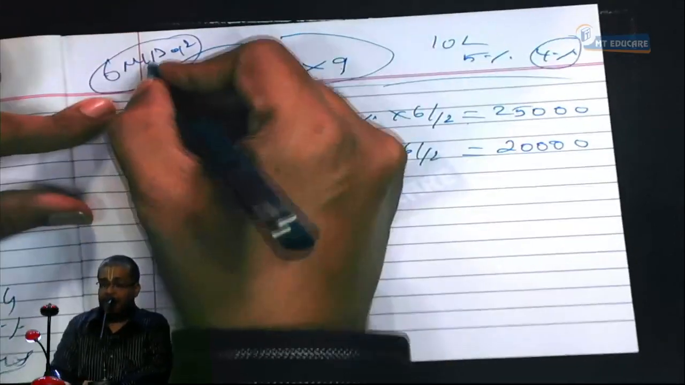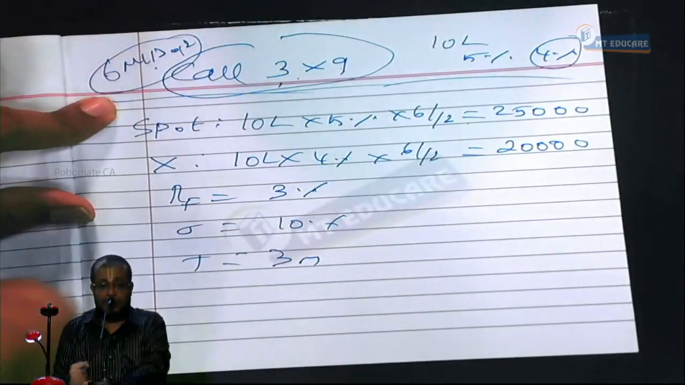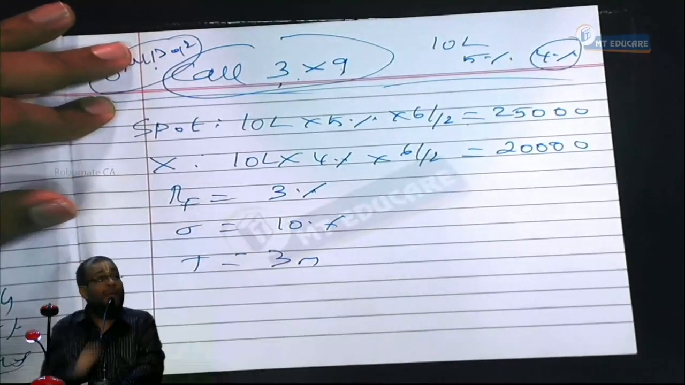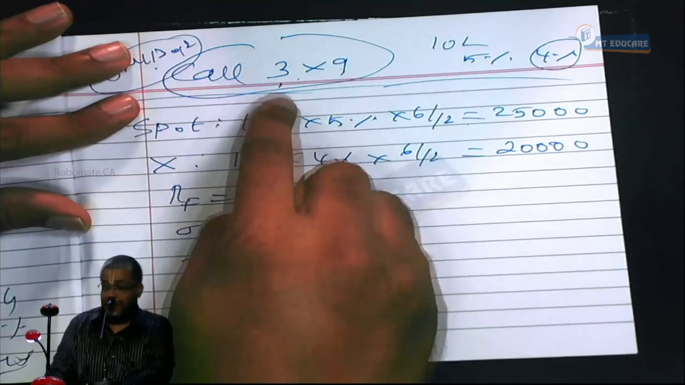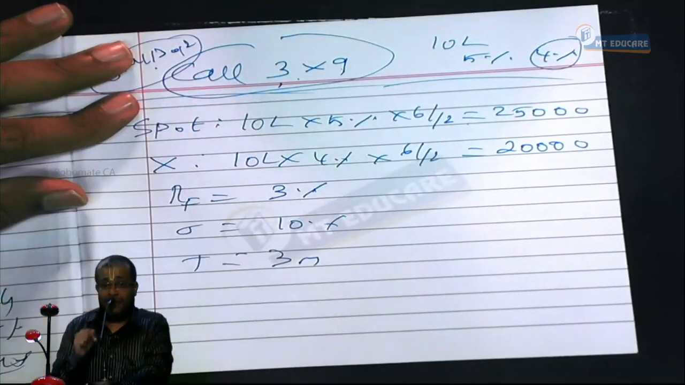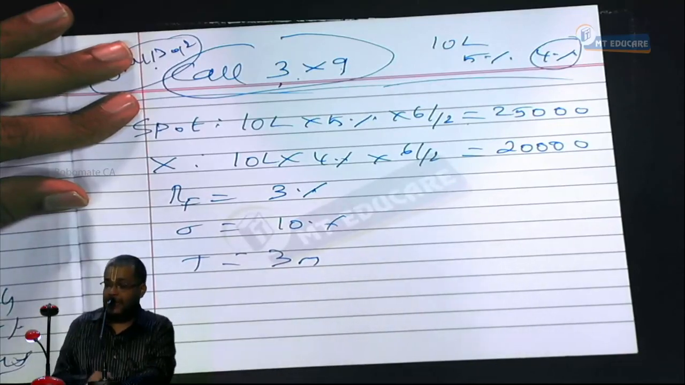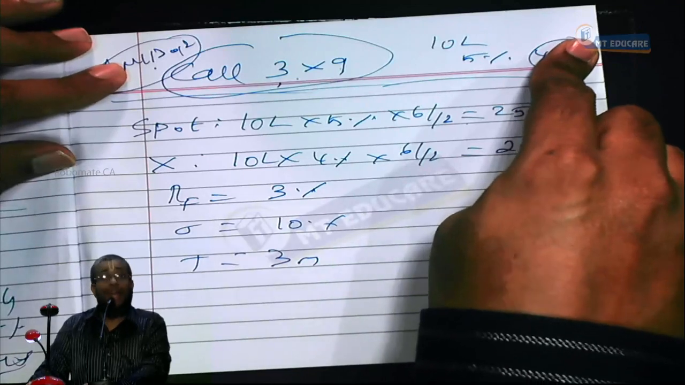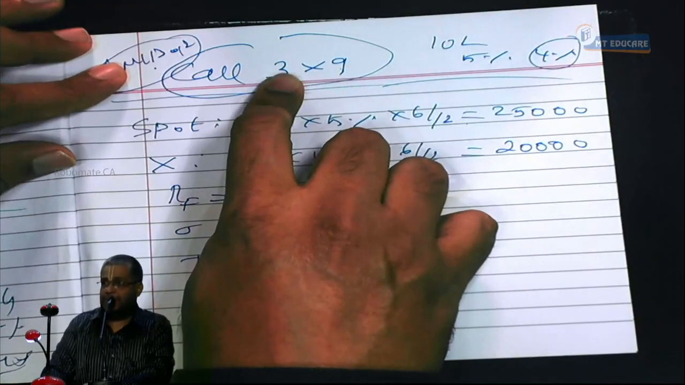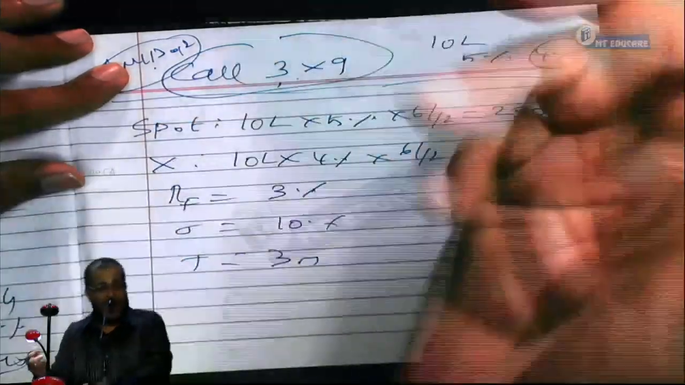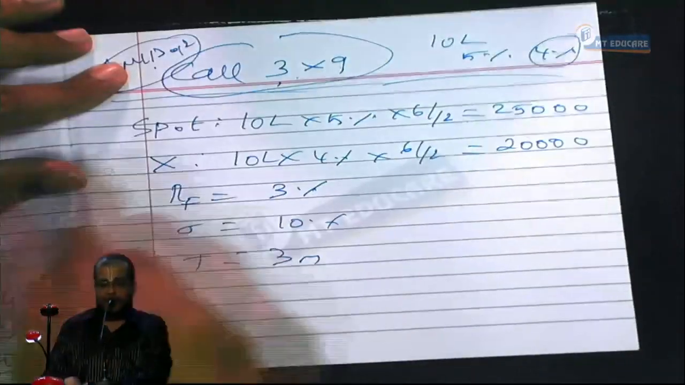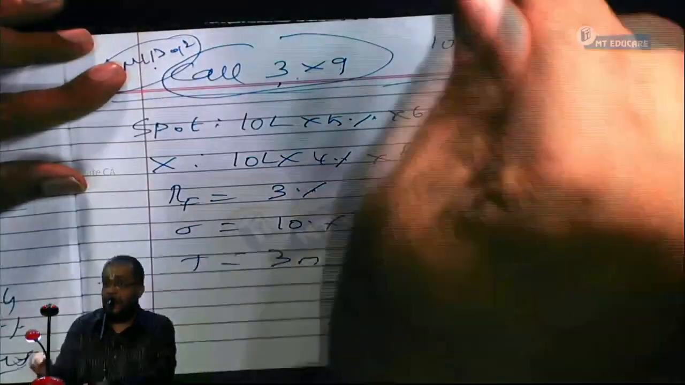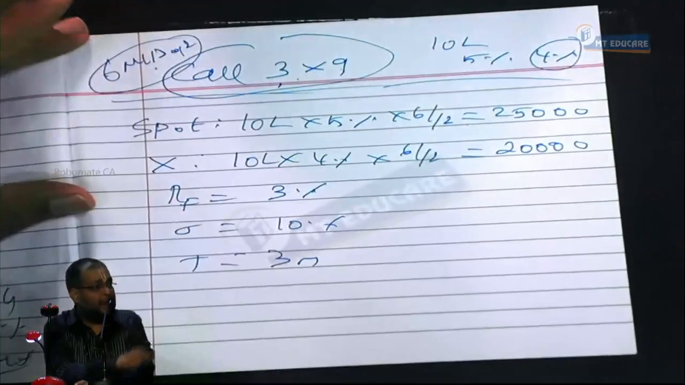I have a 6 months MIBOR call with a 4% strike price, and the term of the option is 3 months. What is the meaning of this? After 3 months, I have a right to buy a 6 months MIBOR at 4%. When will I exercise? If the MIBOR after 3 months becomes 10%, I'll exercise and buy 10% MIBOR by paying 4%. I book a 6% margin, which will be applied on the notional principal of 10 lakh into 6 by 12, because it is 6 months MIBOR.